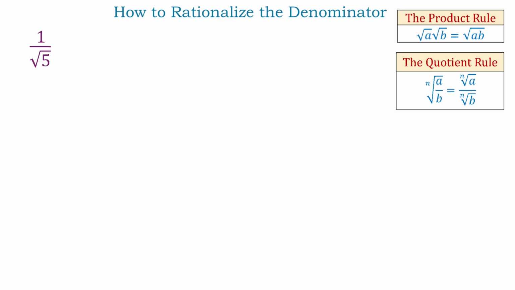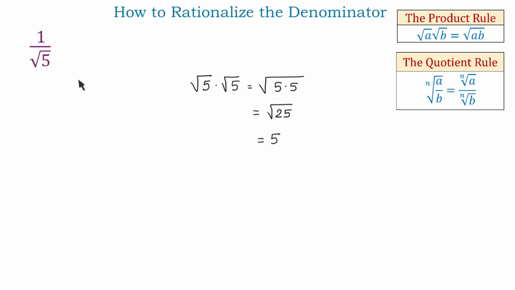So then, how do we do this? Notice that if we take square root of 5 and we multiply it by another square root of 5, then according to the product rule, we can write it as the square root of 5 times 5, which is square root of 25, and square root of 25 is 5. So if we multiply square root of 5 by another square root of 5, we eliminate the square root.